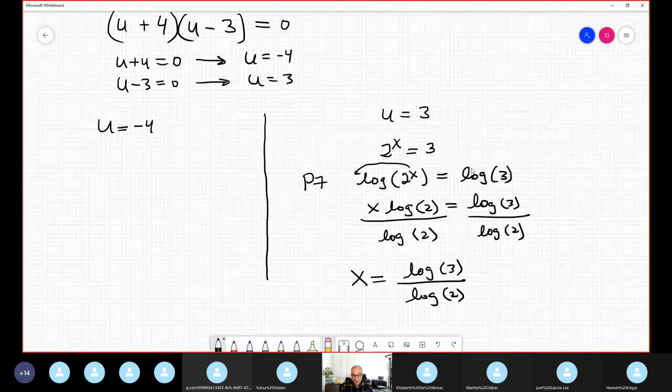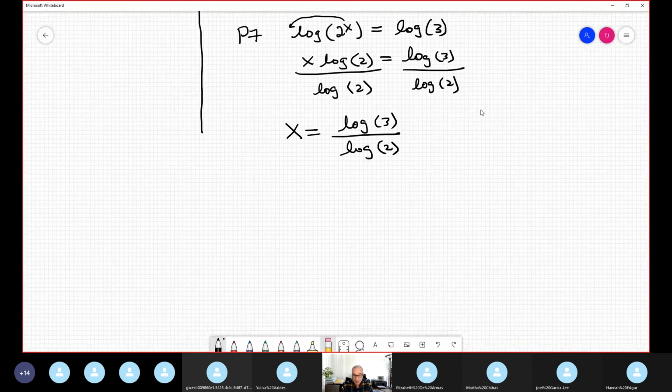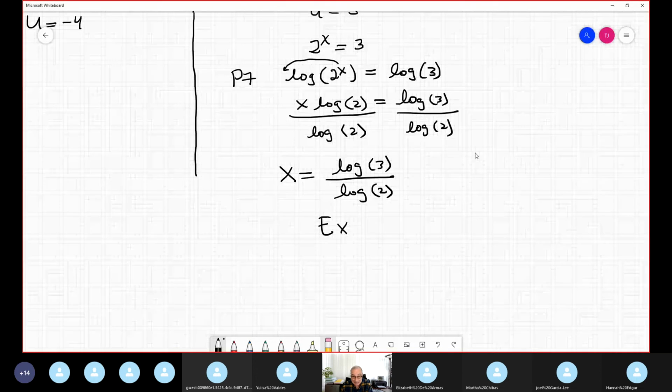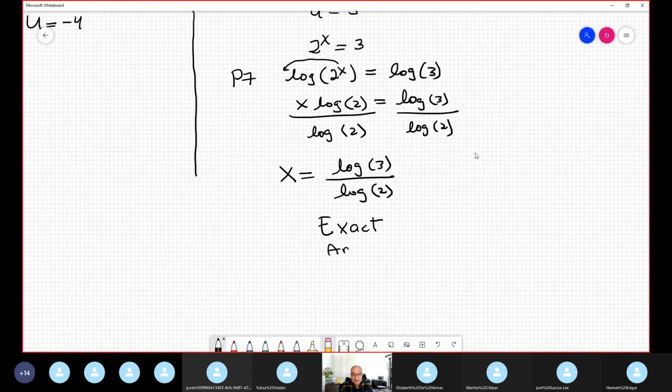Well, let me say something. You can leave it like that, or if you want, you can determine the exact answer. Because, you know, the logarithm of a number is exact when the number is a multiple of the base, and the base is 10 in this case. For 3 or 2, no, but if it is 100,000, yes, it's a real number. However, in this case, it's irrational.